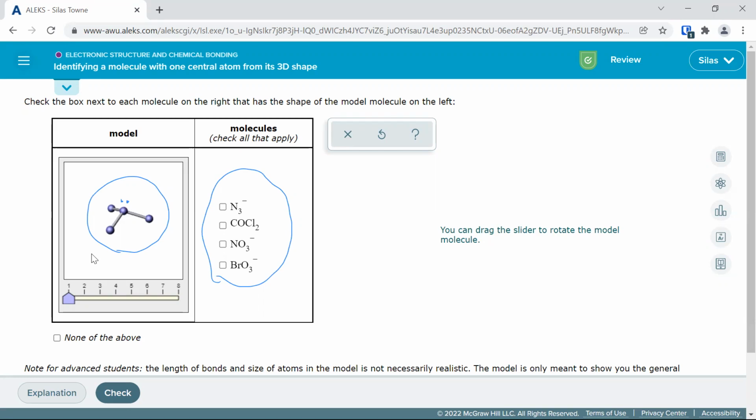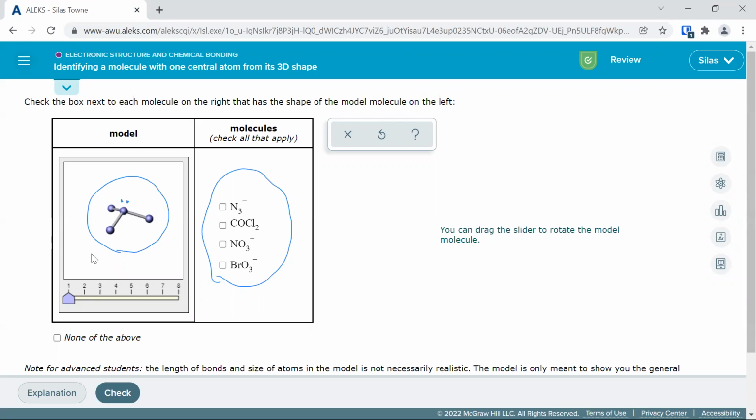Now we don't see that because we don't see those lone pairs in our molecular geometry, and that's what's being represented by the model. It's only showing the bonds, but we can see by the angle that there is a lone pair pushing it down. So we're looking for something with a trigonal pyramidal shape, so something with a lone pair and 3 bonds.